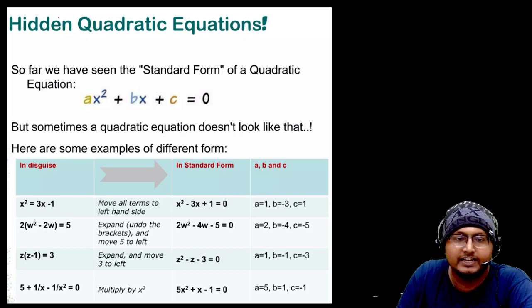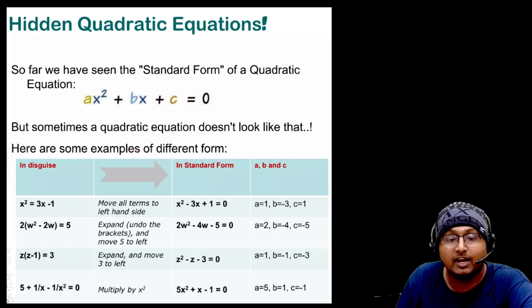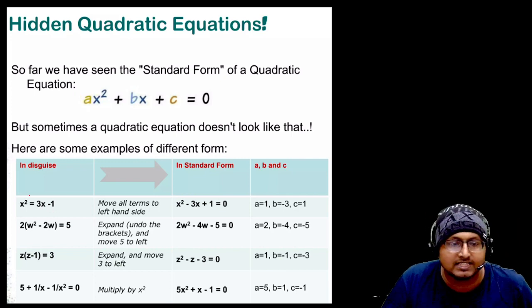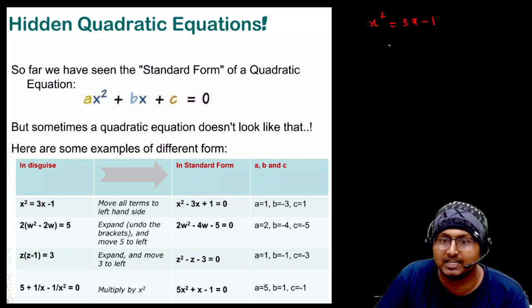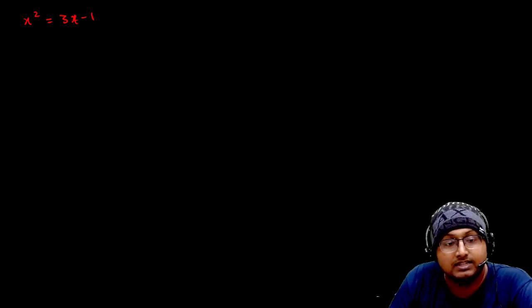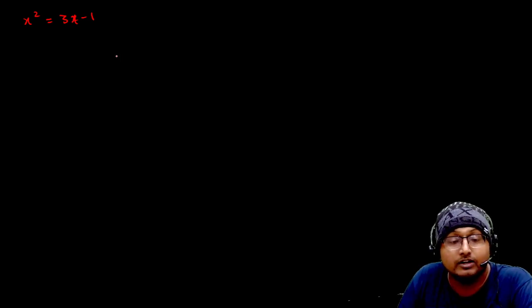See, this is a hidden quadratic equation. So far you have seen the standard form of a quadratic equation, ax square plus bx plus c equal to 0. But sometimes a quadratic equation does not look like that. So here are the examples. The first example given is x square equals 3x minus 1. Now you tell me, students, whether this equation is in standard form. No, this is not in standard form.